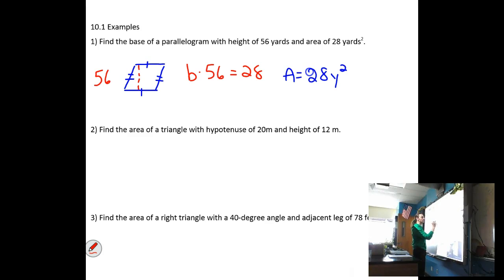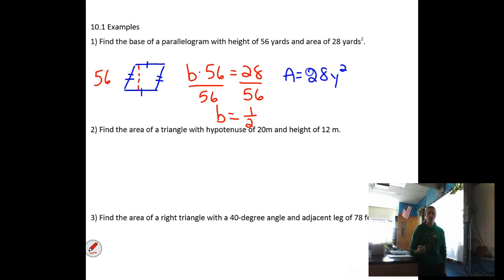Wait a minute, how do I solve for base? I'm going to divide both sides by 56. Weird. In this case, the base is equal to 1/2. So you see my original drawing? That is not anywhere near to scale.